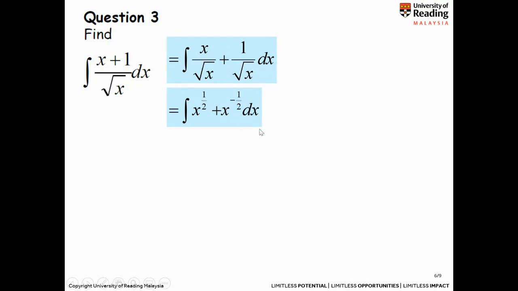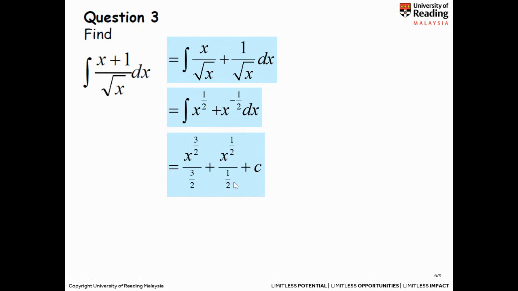Then we apply the formula to integrate. You shall get power half for the first term increased by 1. So half plus 1, you shall get 3 over 2. Then you divide by 3 over 2. For the second term, minus half plus 1, you shall get positive half. Then you divide by the new power of half.